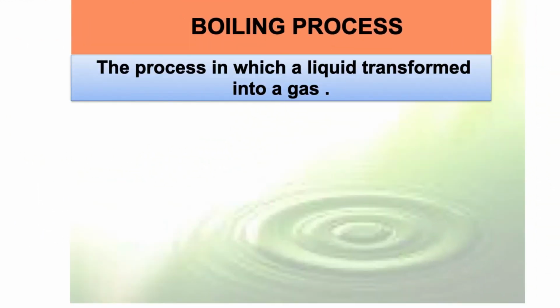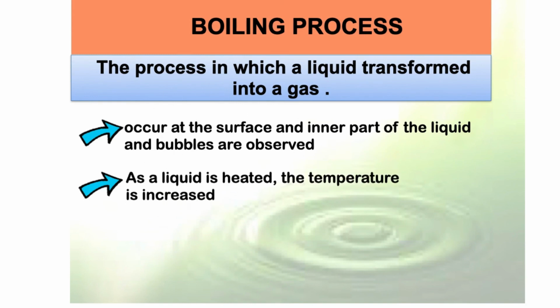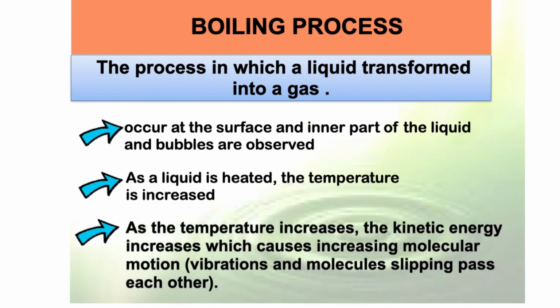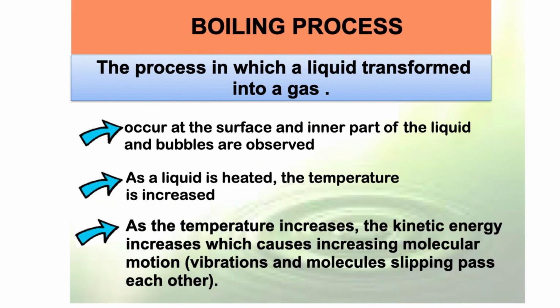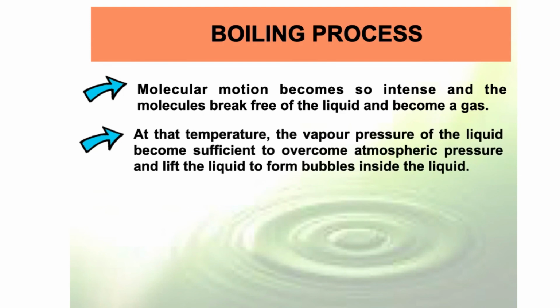Boiling process. How does the boiling process occur? The boiling process occurs at the surface and inner part of the liquid, and you can see bubbles. As the liquid is heated, the temperature increases, and the kinetic energy and molecular motion also increase. What happens next is the molecular motion becomes so intense that the molecules break free of the liquid and become a gas. At that temperature, the vapor pressure of the liquid becomes sufficient to overcome atmospheric pressure and leave the liquid to form bubbles inside the liquid.